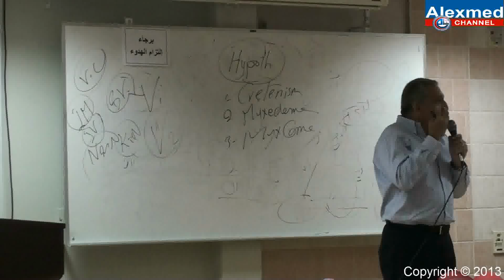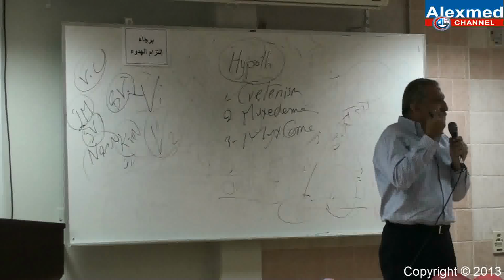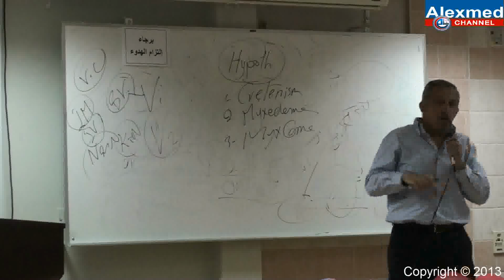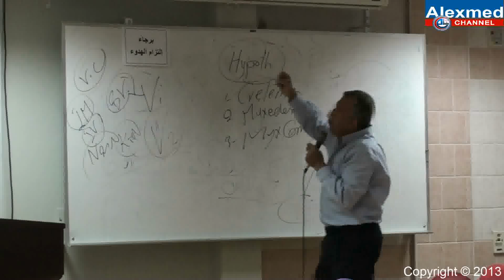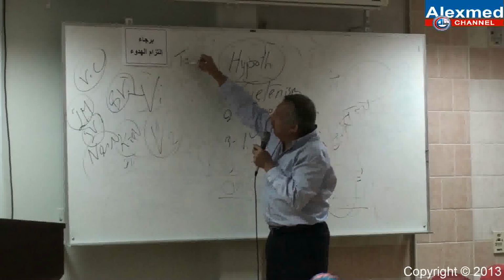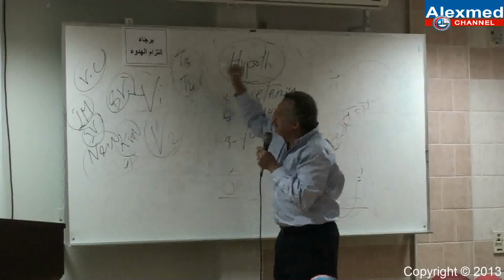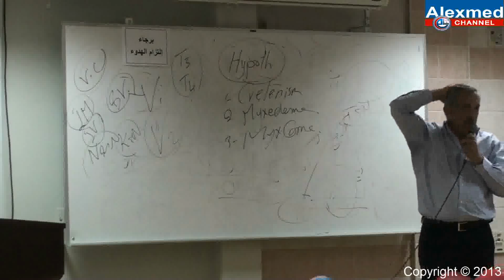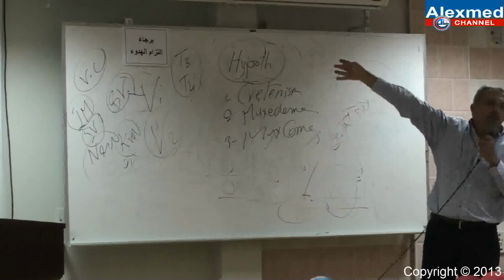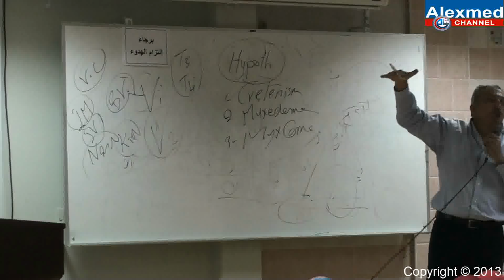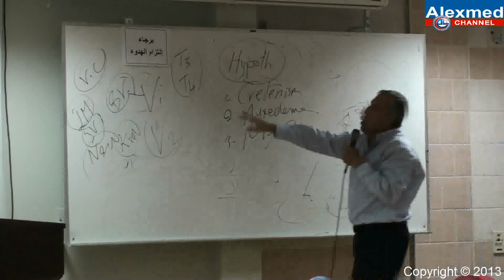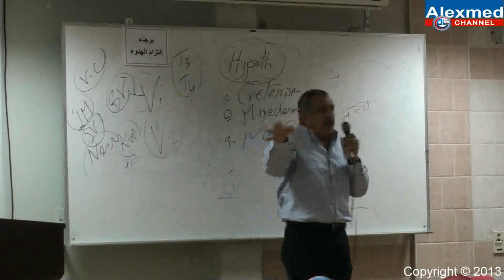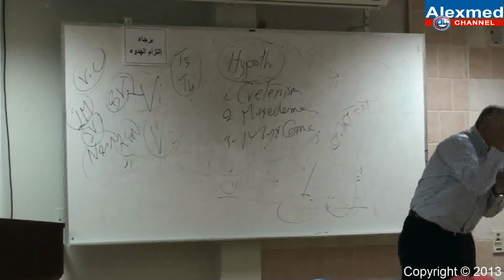You took the meaning of myxedema coma now? Okay. Let us see. We have T3 and T4. First, what is the name of T3? Triiodothyronine. What's the name of T4? Tetraiodothyronine or thyroxine. Right.